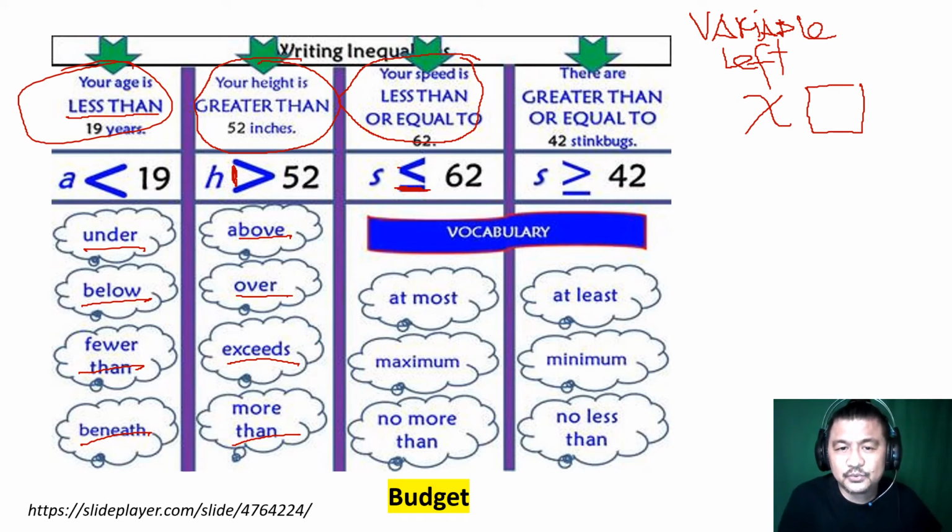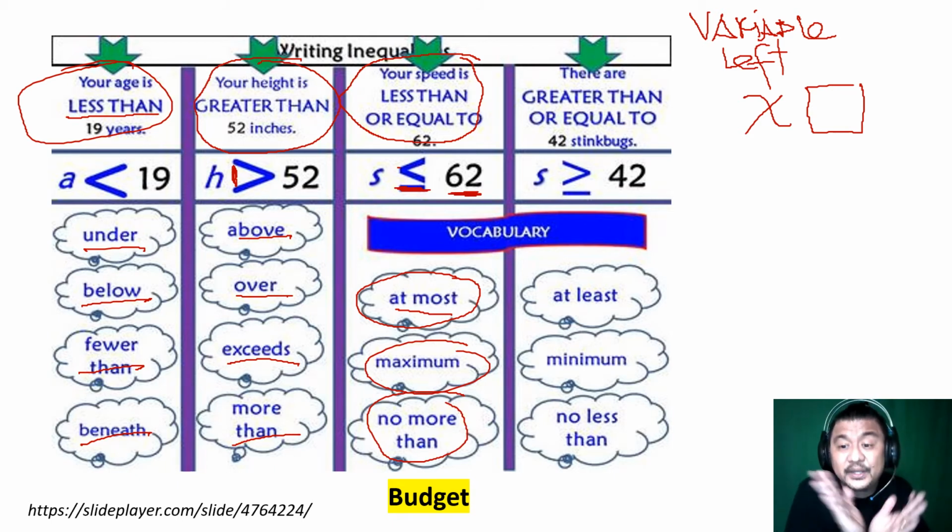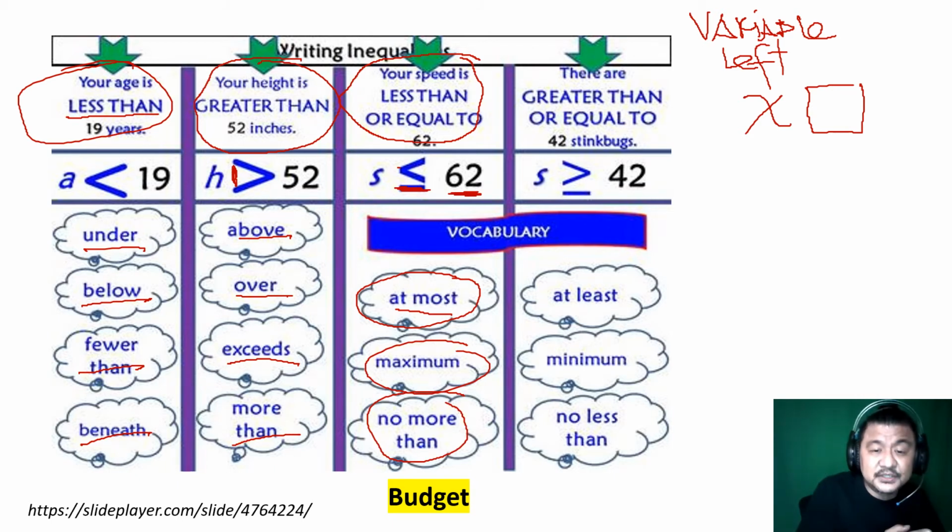But guess what? These words could be confusing. The word at most, because the most number is 62, so you need the lesser one. The maximum is 62, so you need the lesser one. No more than 62, so you need the less than. So take note of at most, maximum, no more than. You might think it's the greater than, right? No, it's the opposite. It is less than or equal.